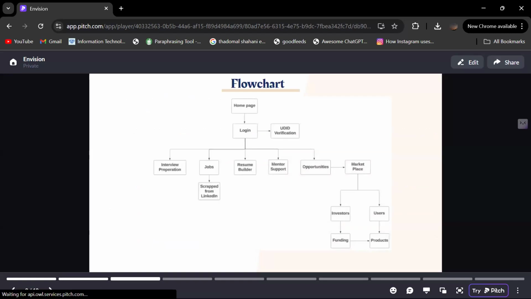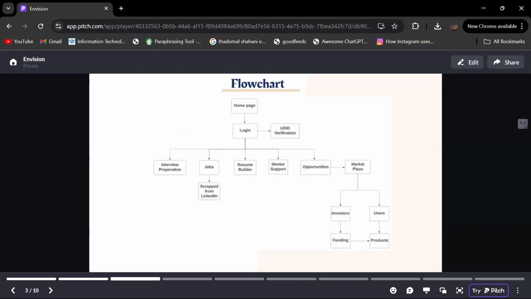This is the overall flowchart of the website. The website flowchart is designed to provide a comprehensive experience for users. First, the user registers on the platform using their unique disability ID (UDID) issued by the Government of India. After the UDID is verified, users are logged in to the portal.